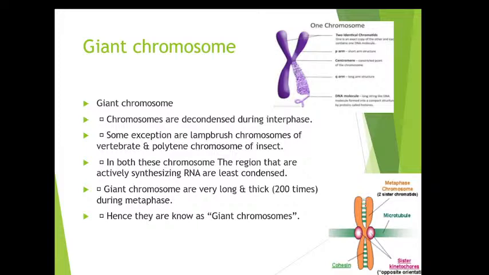Giant chromosomes, as the name signifies, are bigger chromosomes. Apart from the normal chromosomes, their size will be larger. That's why they are called giant chromosomes. Giant chromosomes are decondensed during the interphase, and they are found in those cells where more protein has to be synthesized. Certain parts of the body of organisms need more proteins to be produced at specific times.